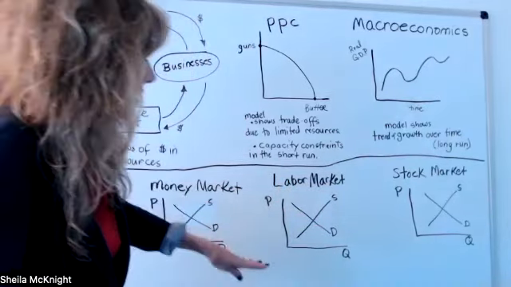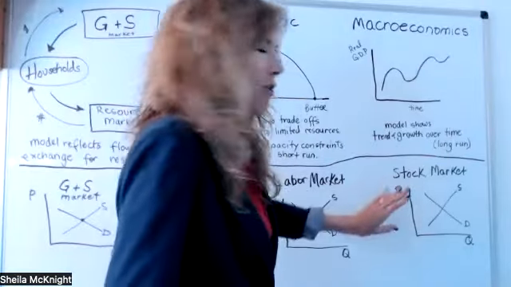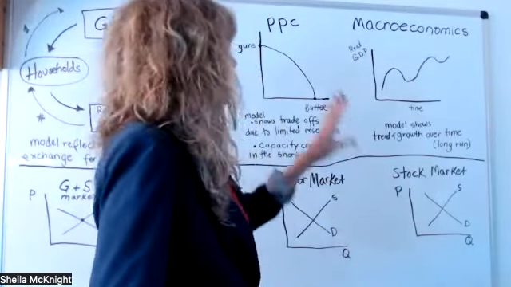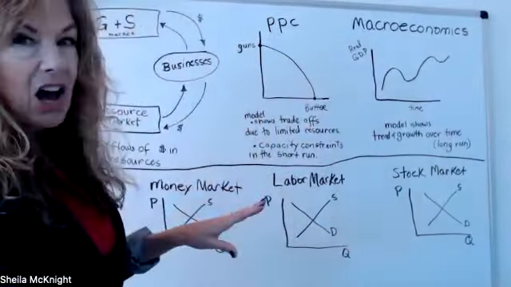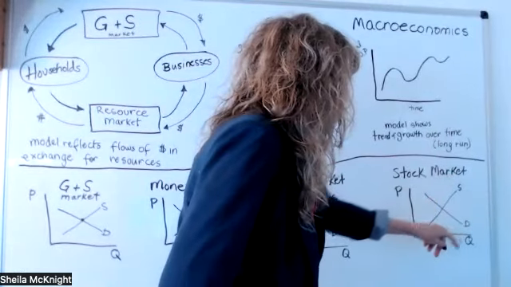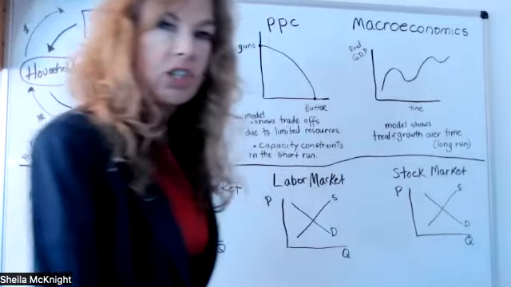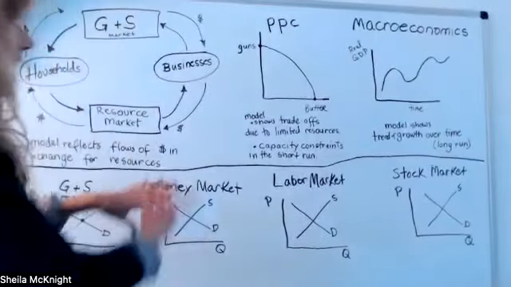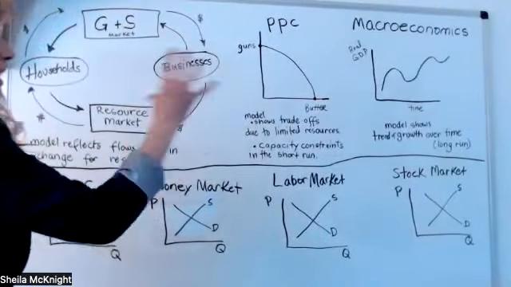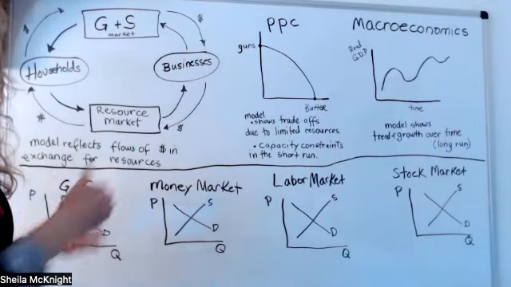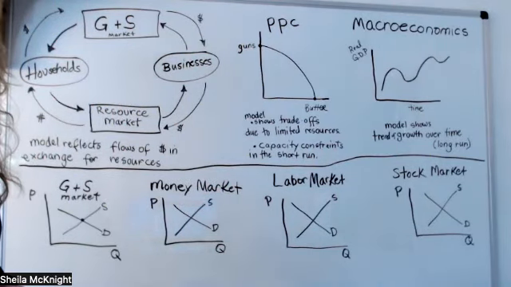You can use a market model to study any market, like the stock market. The stock market is not representative of the economy, but it's an indicator of what's going on in an economy. So you could have supply of stocks, demand of stocks, price on the vertical axis, quantity on the horizontal axis. So this is how the whole economy can be represented in some simple models so far.